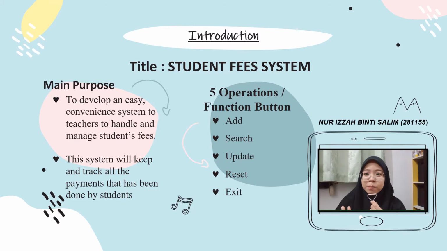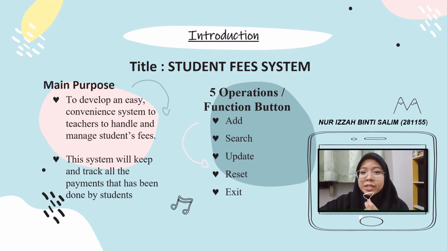There are 5 operation or function buttons that help this system run as planned. First, the add button, where the user can easily put and save all information such as student name, class, phone number and any related information needed in this system. Next, we have the search function, where the user can look back at or research the previous fees made by a student by keying in the student IC number. The related record will pop up matching the keyword that has been keyed in.